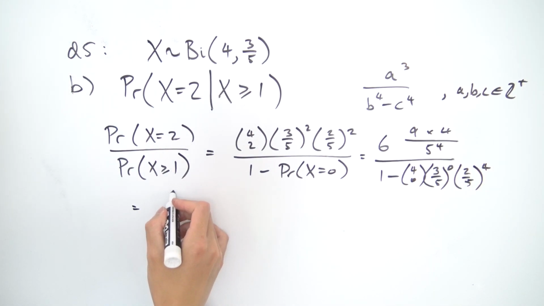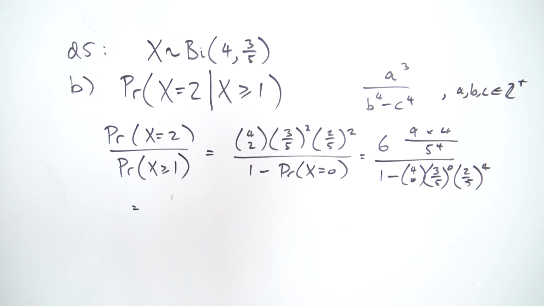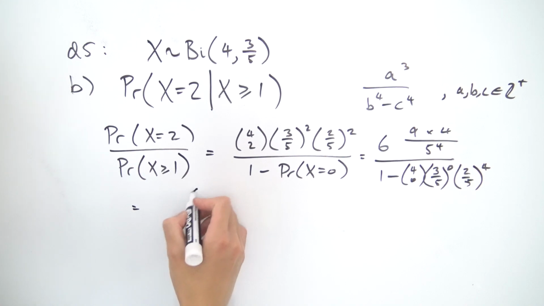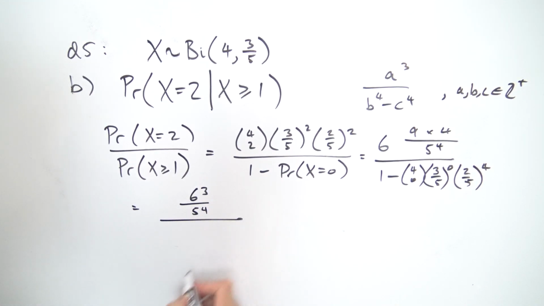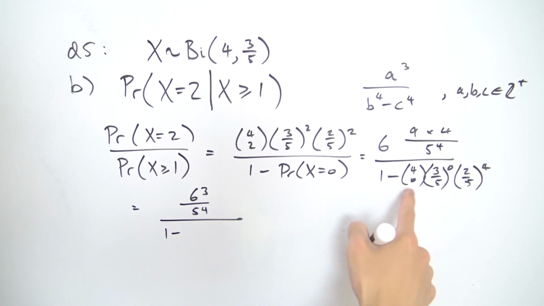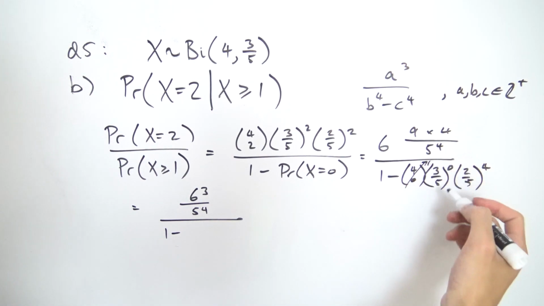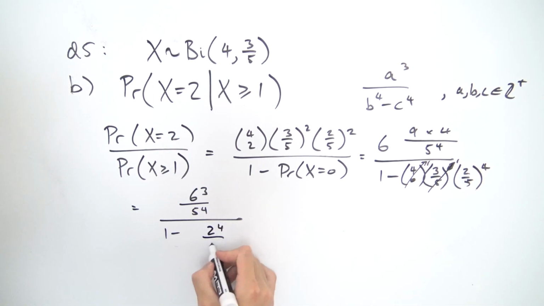We have 6 times 9 times 4, that's 36 times 6, but 36 is 6 squared, and if you're multiplying 6 squared by 6, that's 6 cubed, so 6 cubed divided by 5 to the 4, over 1 minus, now 4 choose 0, well if you have 4 things and you're trying to choose 0, there's only one way to do that, and 3/5 to the 0 is again equal to 1, so you just have the 2 to the 4 over 5 to the 4.